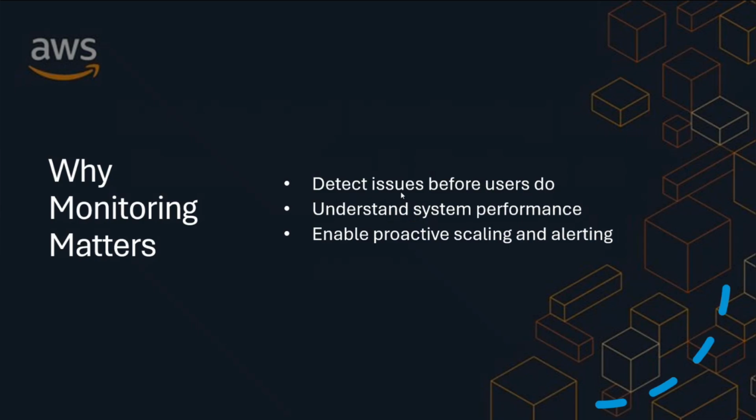Monitoring isn't just nice to have, it's essential. Without it, you are flying blind, basically. Monitoring helps you detect issues before your users even notice them. It gives you visibility into your system's performance, helps you identify bottlenecks, and enables proactive scaling and alerting. Whether you are running a single app or a fleet of microservices, observability is key to reliability and uptime.